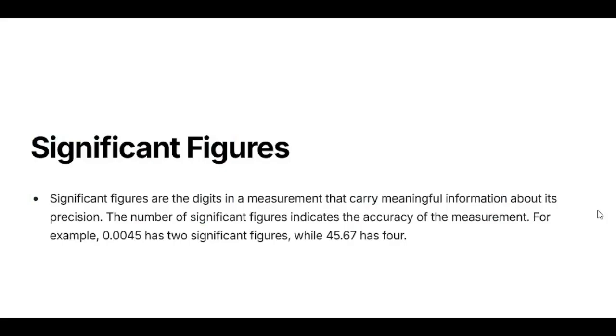So let's see. As I said, when you try to analyze errors, we then show this representation of errors in terms of significant figures, so that we can round off or round down errors. So when we are carrying out error analysis, significant figure is one very important concept that we need to understand. Significant figures are digits in a measurement that carry meaningful information about its precision. The number of significant figures also indicates the accuracy of measurements.